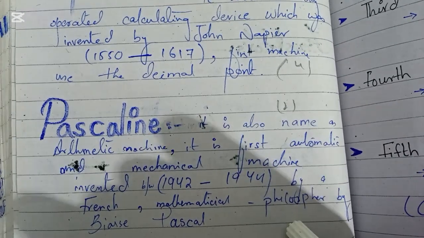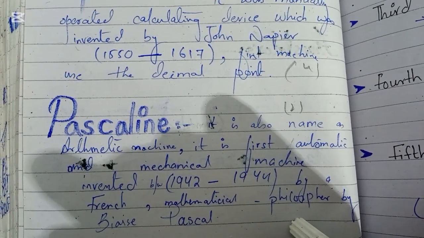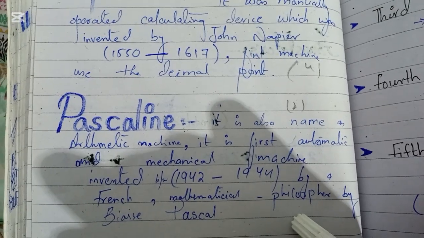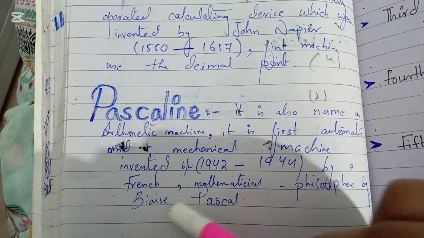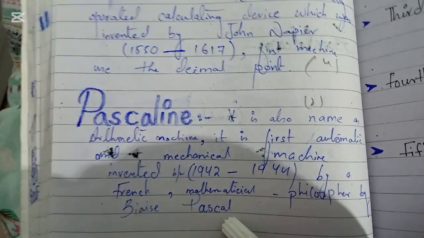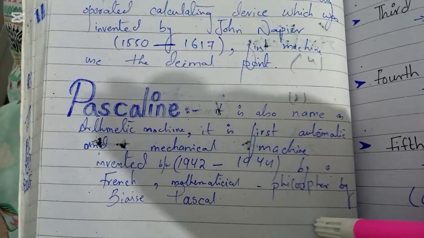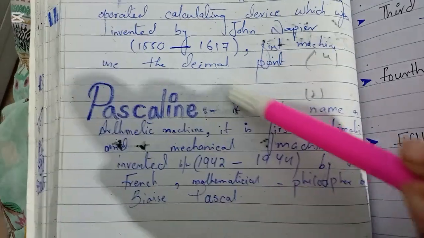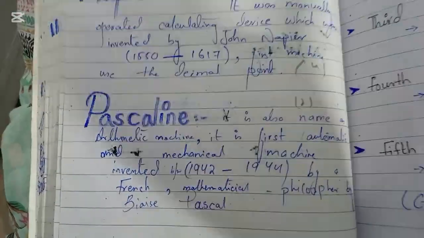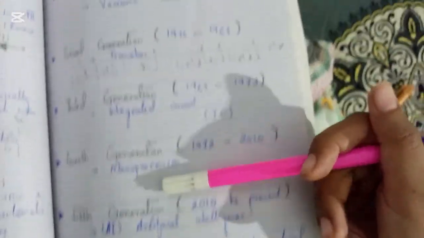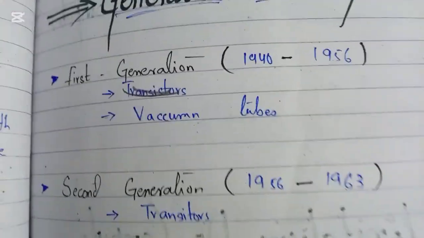Pascaline was invented between 1942 to 1944 by a French mathematician and philosopher, Blaise Pascal. His father was a tax counter, so for helping his father, he invented an automatic machine named Pascaline. It also does the job of only subtraction and addition. Okay, it was the first automatic machine.